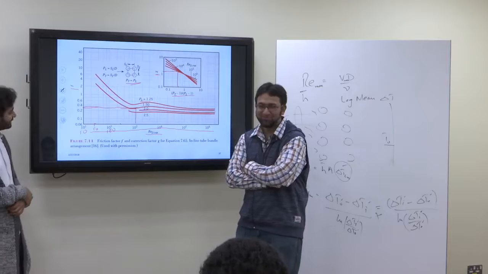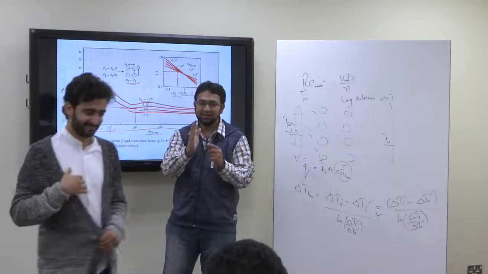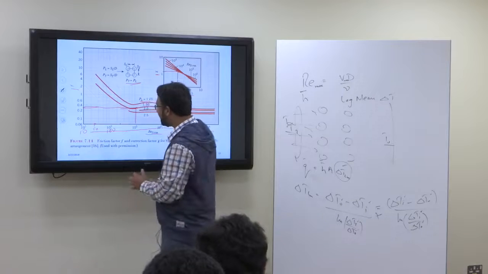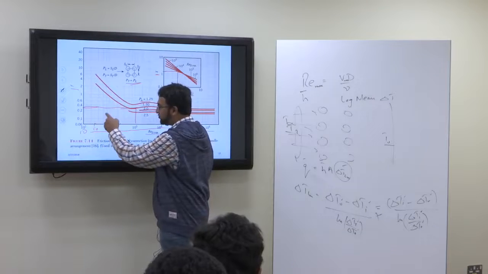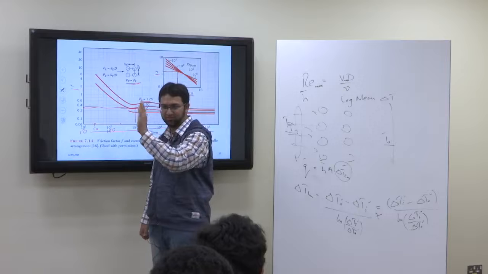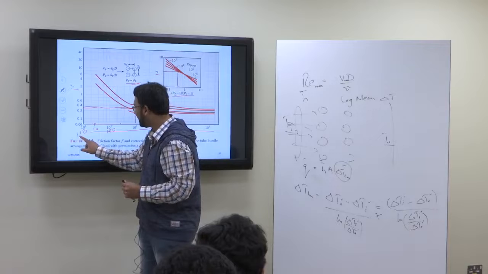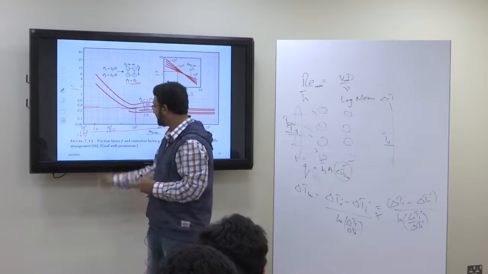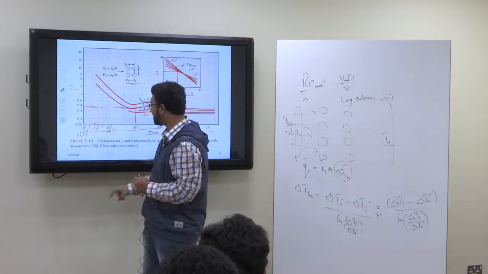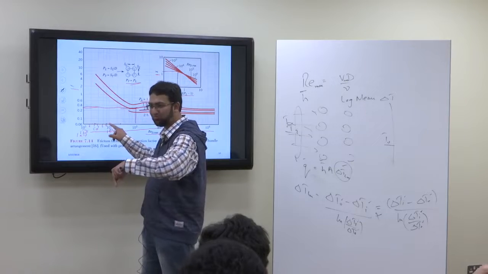In the log table, the thing is that it is not linearly placed. How many lines do you see here? 1, 2, 3, 4, 5. Every line means 2 steps. So this is basically 1 into 10 to the power 1, then 2 into 10 to the power 1, then 4, 6, 8 into 10 to the power 1, then 10 into 10 to the power 1, which is 10 to the power 2.